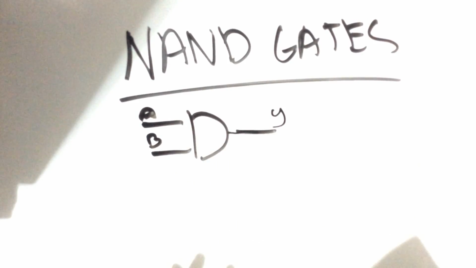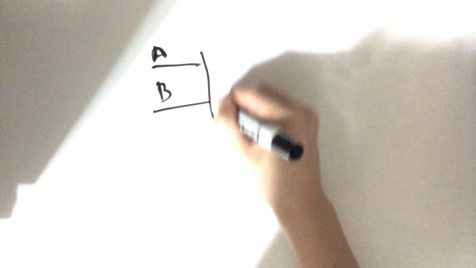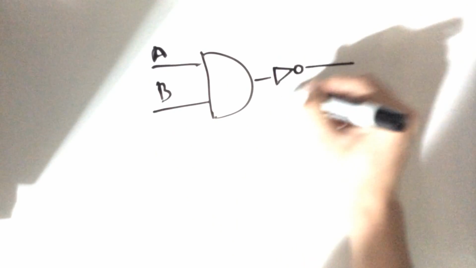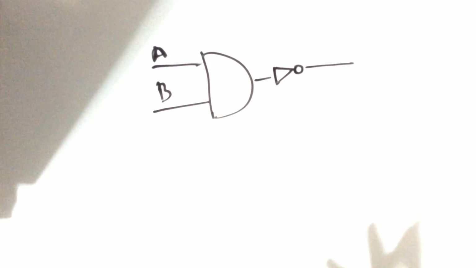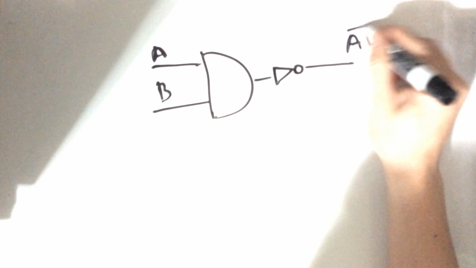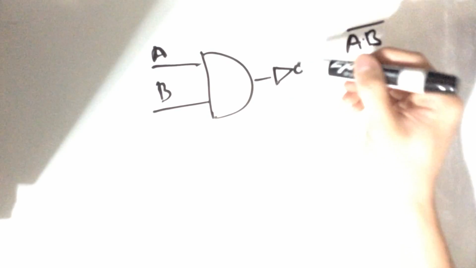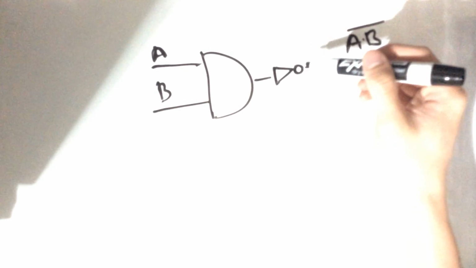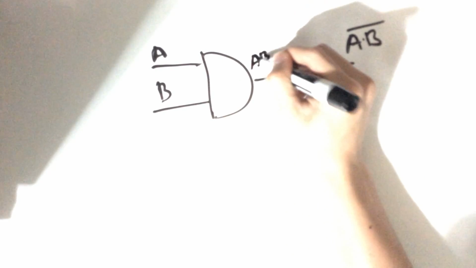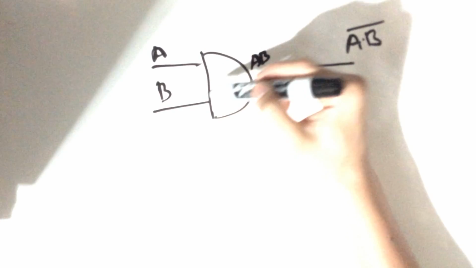Now, what a NAND gate does is it goes ahead and includes an inverter. So we have A right here, B, two inputs, and we have our inverter, our NOT gate here. If you remember from the very first video in this series, what this does for us is invert the value of whatever is coming through it. So in our case, we have AB, and at this point right here, it's going to give us the value of A and B.